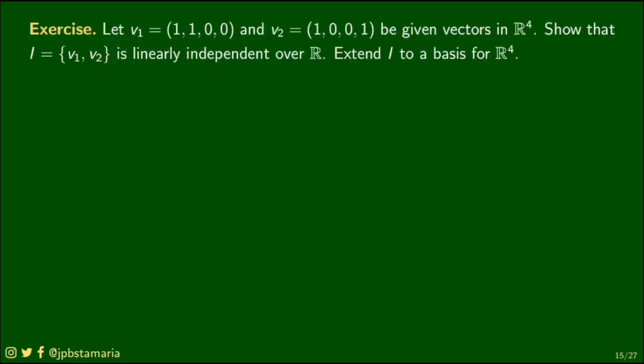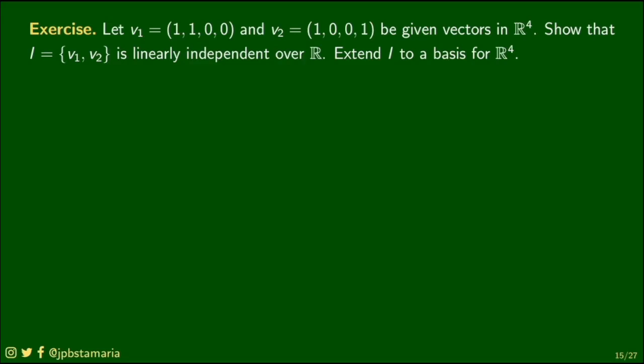So let's exhibit this in an exercise. Here you get V1 and V2 as vectors from R4. What we do is show that I, consisting of V1 and V2, is a linearly independent set over R.